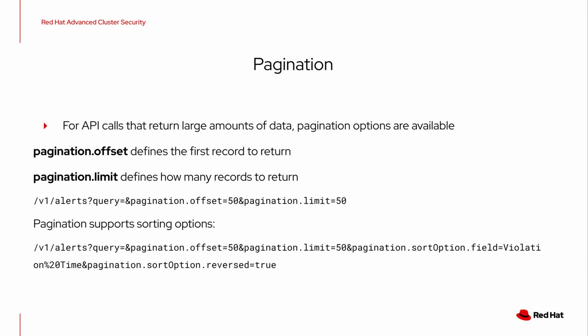By limiting the amount of data, or at least making the amount of data retrieved from Central predictable, you'll improve the performance and reliability of your scripts.